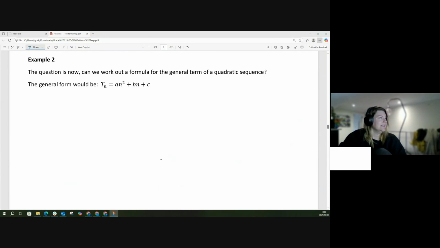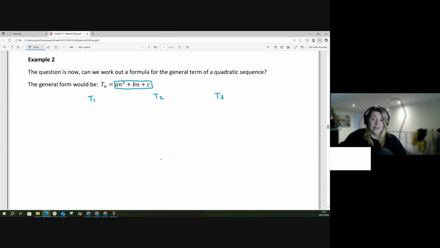So let's use this and work with terms. So let's do term 1, term 2, term 3. And we're going to use this over here. So for term 1, we're going to make our n's equal to 1. So a times 1 squared plus b times 1 plus c. That's term 1. So term 1 is going to be a plus b plus c. Happy?